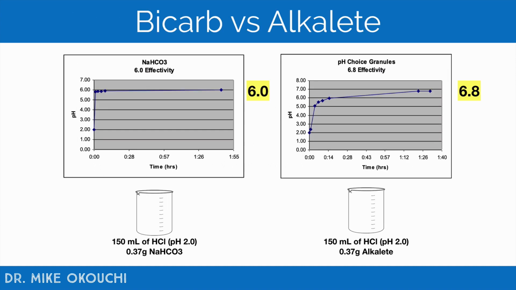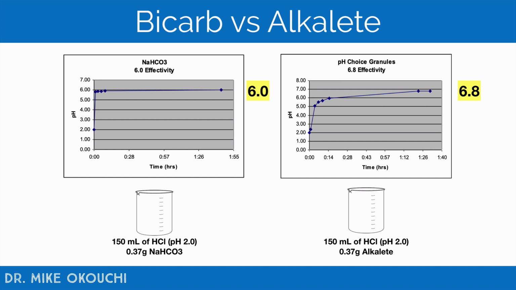Here's another question I get. Well, why can't I just use sodium bicarbonate over Alkalete? Well, you could, but you're still not getting the same effects. So here was a study done where they took 150 milliliters of hydrochloric acid in a beaker, and it measured pH 2.0. And then they took equal amounts of sodium bicarbonate and equal amounts of Alkalete, and they put it in, and they wanted to see the effects. Okay? They both had alkalizing effects.